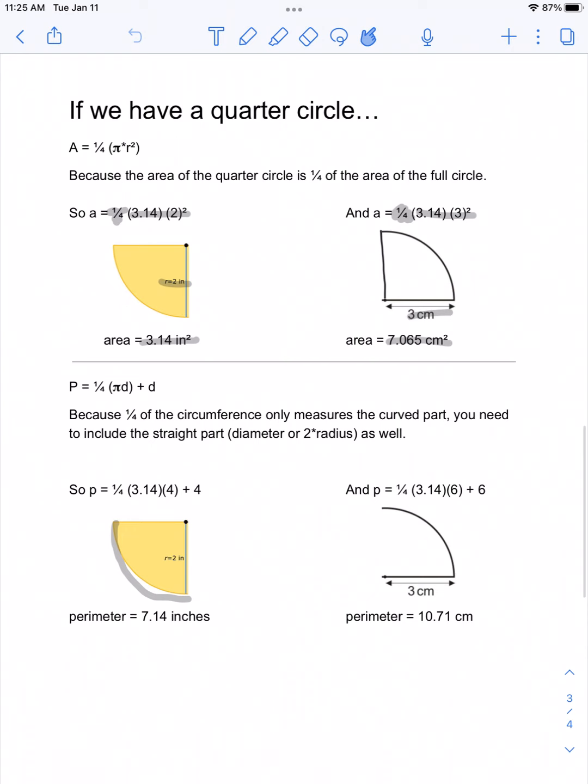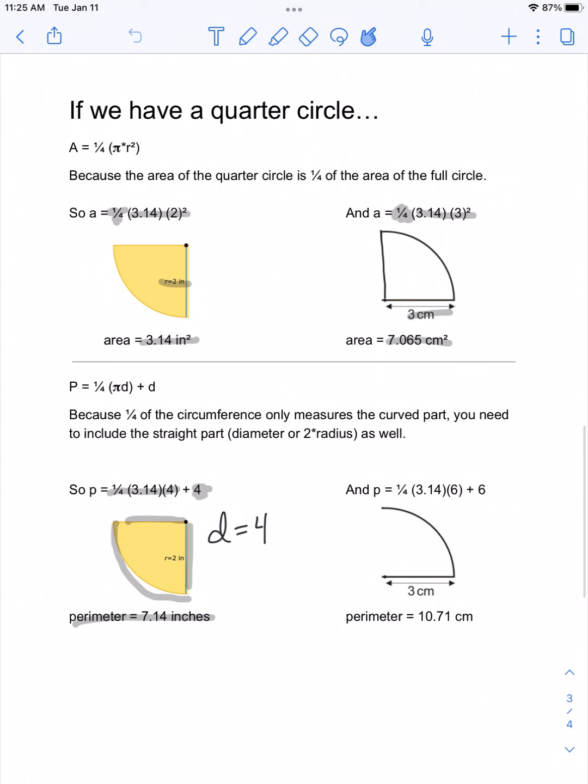All right, so just like semicircles, the perimeter is a little trickier because we have 1/4 of the circumference here, but then we also have the radius and the radius. Remember, 2 radiuses is the same as the diameter. In this case, our radius is 2, so our diameter is 4. So we can just find 1/4 of the circumference and then add the diameter. So we'll see our formula for the full circumference is 3.14 times 4. We find 1/4 of that, and then we add the diameter of 4. This will give us 7.14 inches.